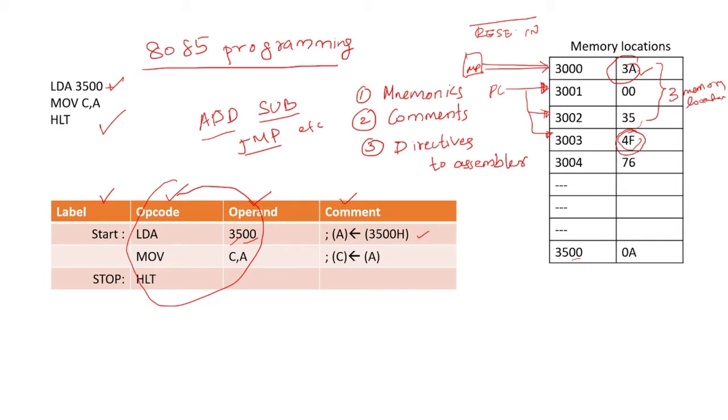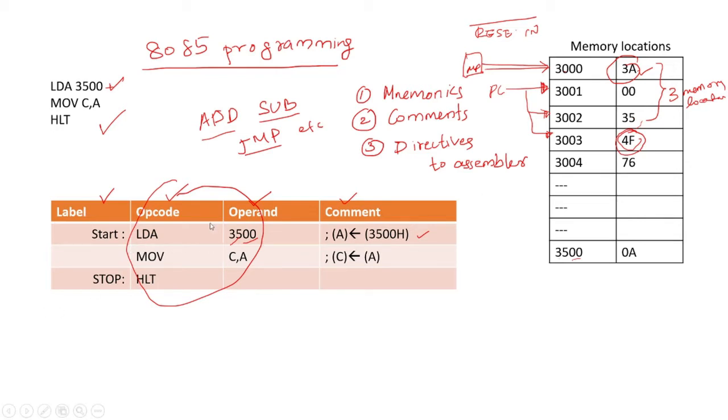Now let's see the standard, typical assembly language program format. A typical assembly language program has four fields. One is label, another is opcode, then operand, and finally comment. Comments and labels are optional. They are used for good documentation and good understanding. Here it is to be noted that label and opcode are separated by a colon.